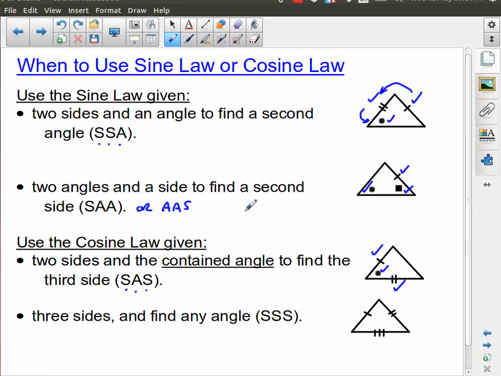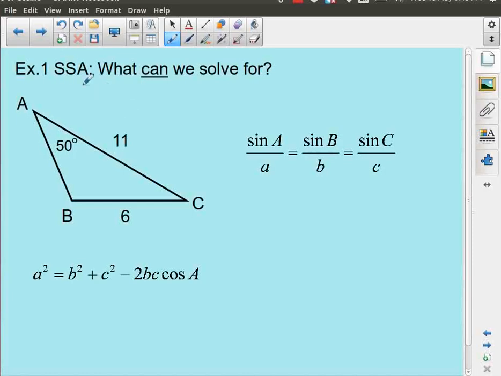I want to illustrate to you why, for example, we're going to start with side-side angle. Why, with side-side angle, am I constrained to the sine law? So let's take a look here. I started at the number 6, and I start walking around the outside. There's no angle here, well, there's an angle, but it's not known. So a 6 I know. The next thing I know is this 11, and the next thing I know is this 50 degrees. So that's side-side angle. So what can we solve for?